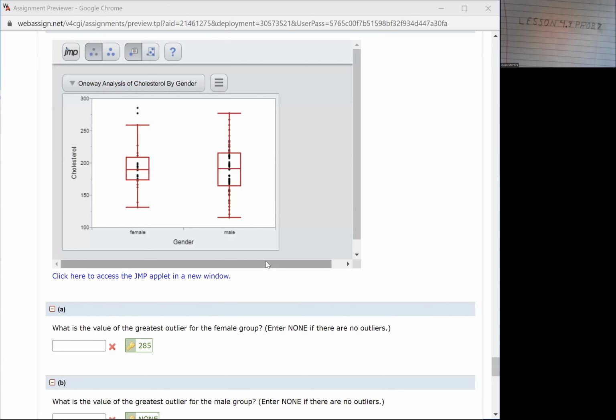Okay, now we'll do the last problem in this lesson, which is problem 7. We'll go to the screen and look to see what we have here. I'd have to back it up a little bit.